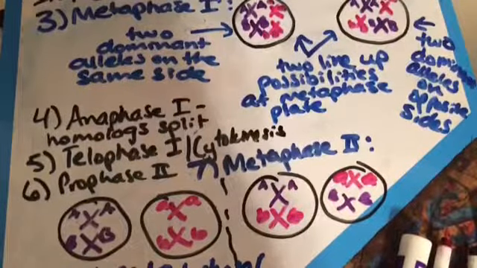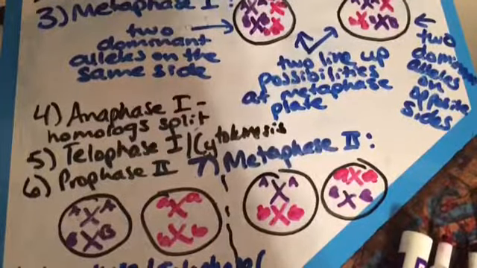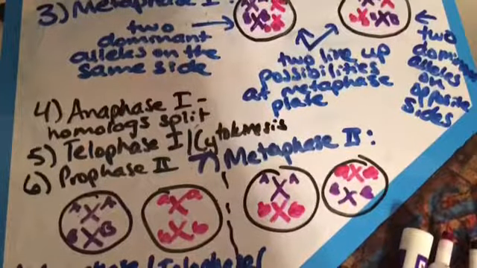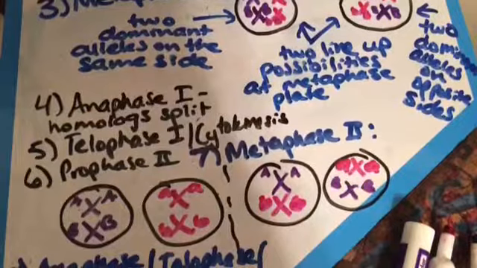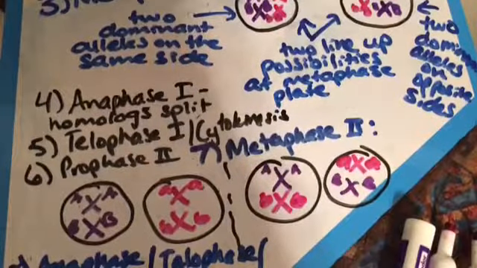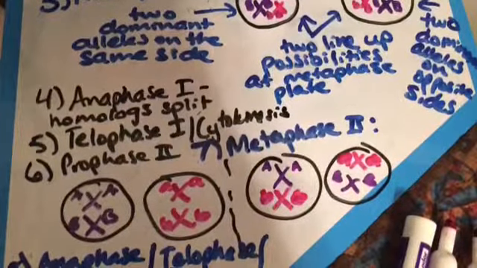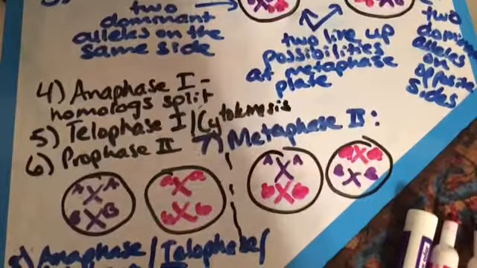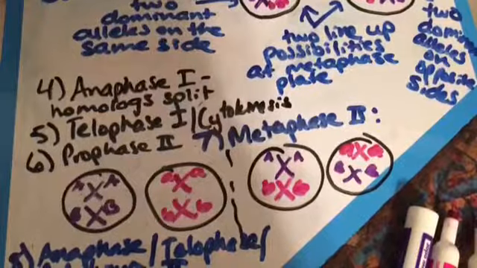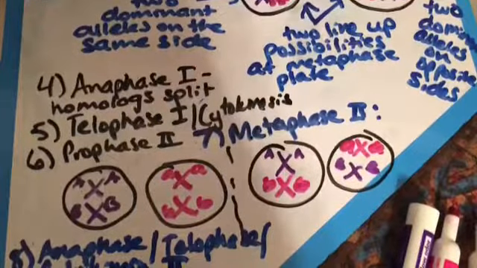The law of independent assortment states that the 2 A homologous chromosomes assort independently from the B homologous chromosomes, meaning that each one lines up individually of the other. So the 2 dominant alleles, the dominant A and the dominant B, can be on one side, or they can be on opposite sides, which produces variation.